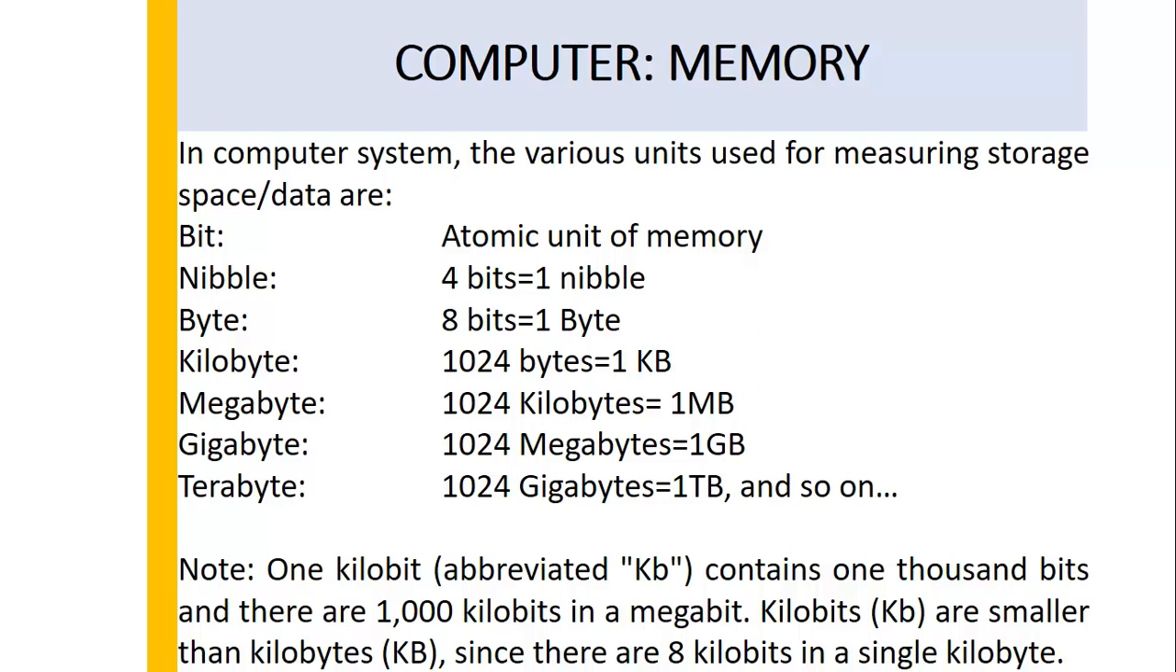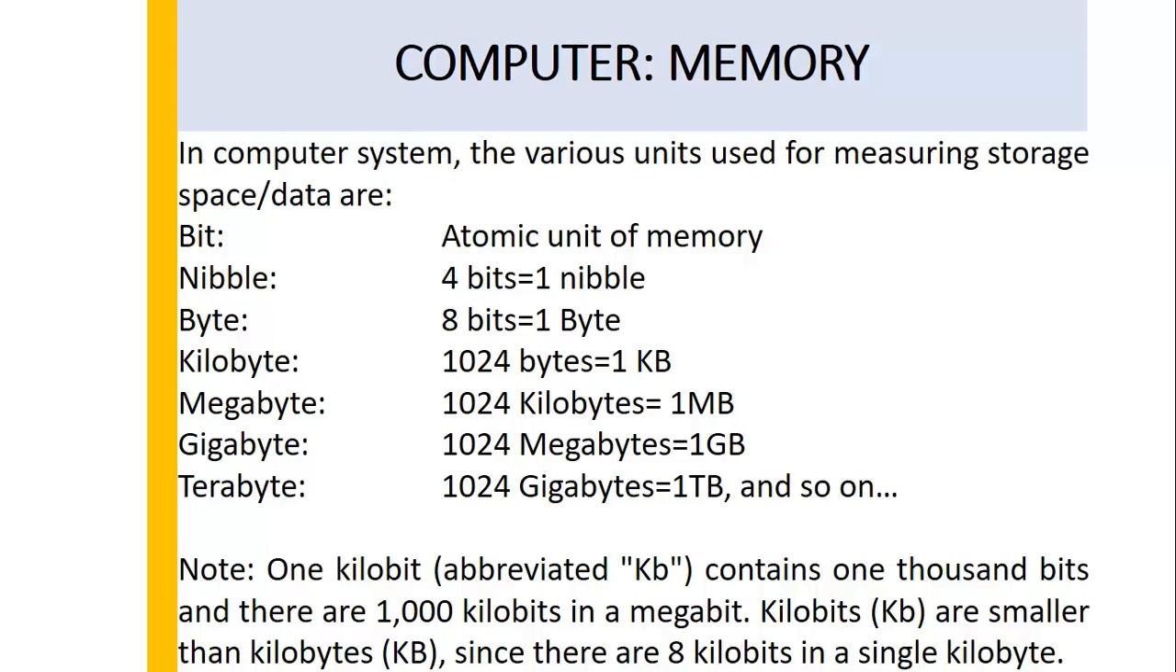8 bits is equal to 1 byte. 1024 bytes is equal to 1 KB. 1024 KB is equal to 1 MB, and 1024 MB is equal to 1 GB, or gigabyte. 1024 gigabytes is equal to 1 terabyte, and it goes on. Next we have petabytes and so on.